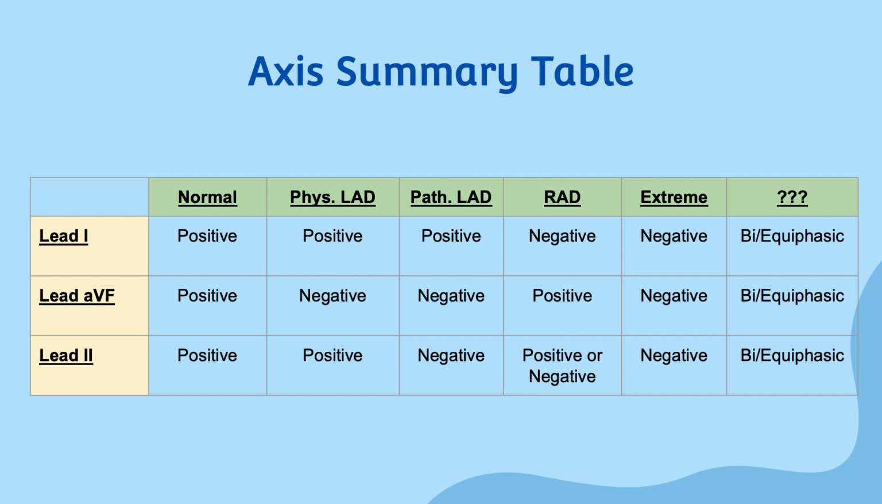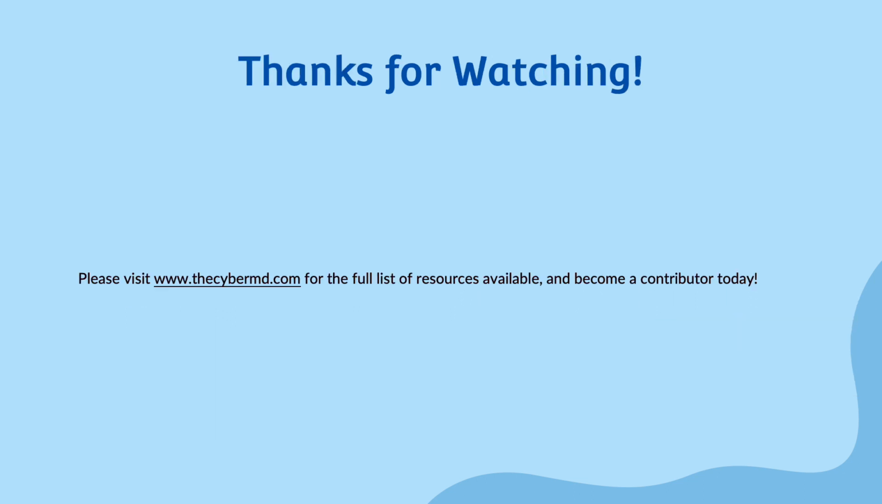Here is a table summarizing the various combinations. It is not enough to simply memorize this table. You should understand the principles that we have talked about in this video in order to truly master this concept in EKG interpretation. In summary, the rate, rhythm, and axis are all important components of an EKG.